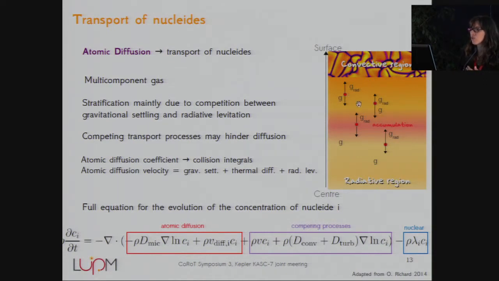In the sun, we also know that it's important to include atomic diffusion, but it is very strong when there are no competing transport processes that hinder it. And here you have the description of the evolution of a concentration of a nuclide, and you see here that you have the atomic diffusion and the competing processes, which are the ones I just presented before.